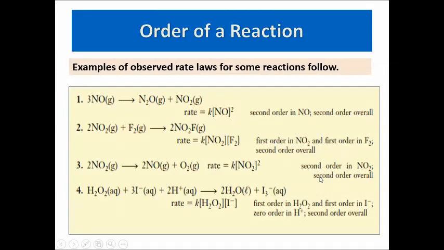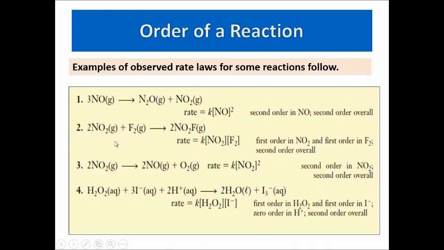And some examples of rate laws are here, and these are the observed values. So you can just remember these values, whether it belongs to first order, second order or zero order. So here 2NO gives N2O plus NO2. The rate is given as K into molar concentration of NO raised to 2. If 2 is here, which order does it belong to? Second order in NO means it is an overall second order reaction.